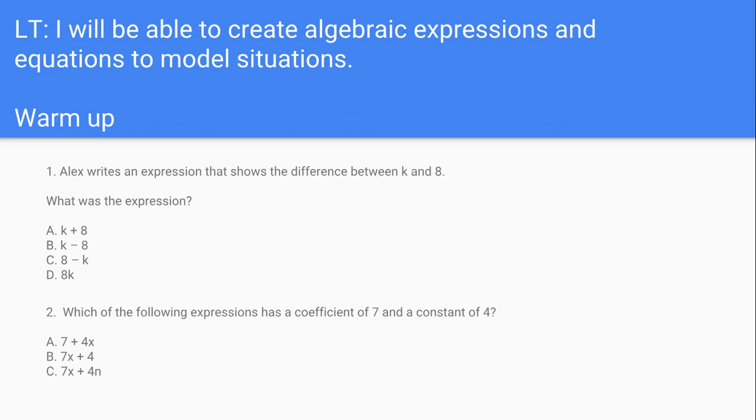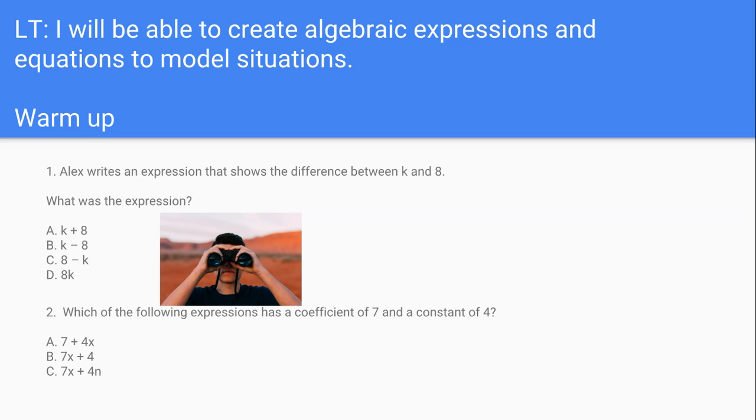Today's learning target is I will be able to create algebraic expressions and equations to model situations. The first question. Alex writes an expression that shows the difference between k and 8. What was the expression? So we must first understand that an expression does not have an equal sign. We talked about that. We must know what the word difference means. Difference means subtraction. So we are looking for a subtraction problem, and we are looking for k minus 8.